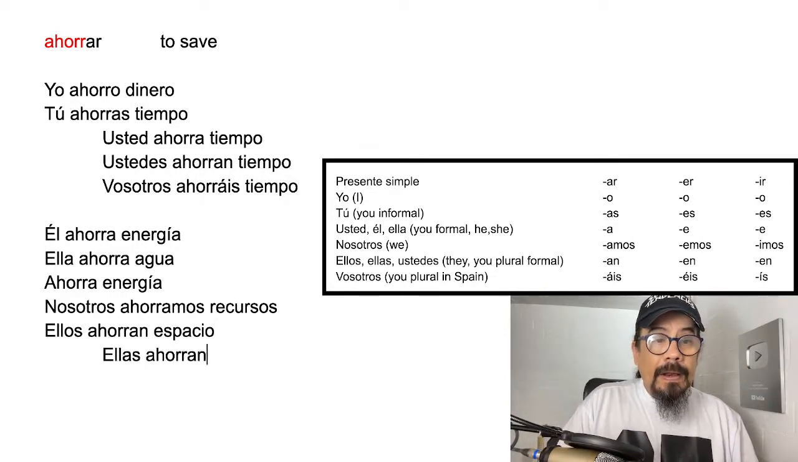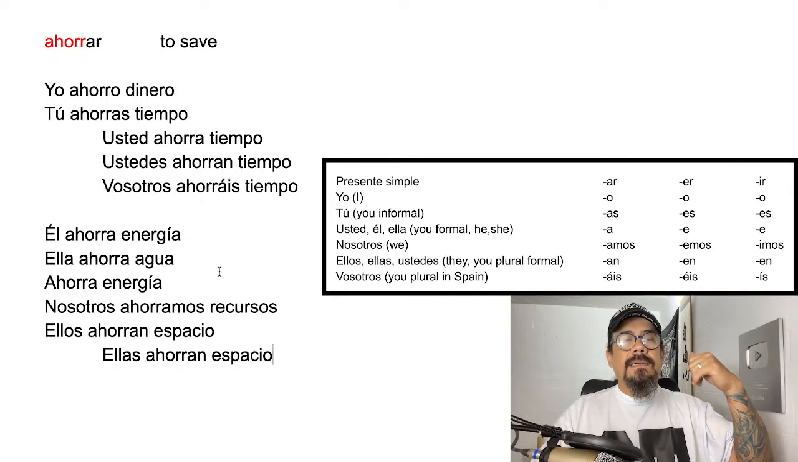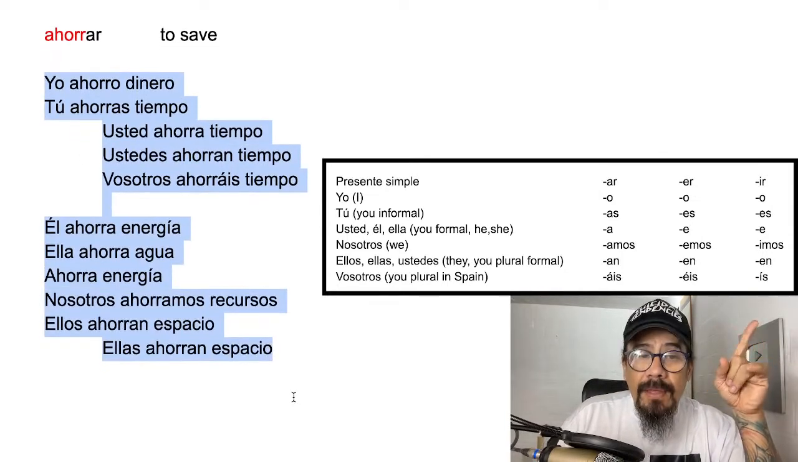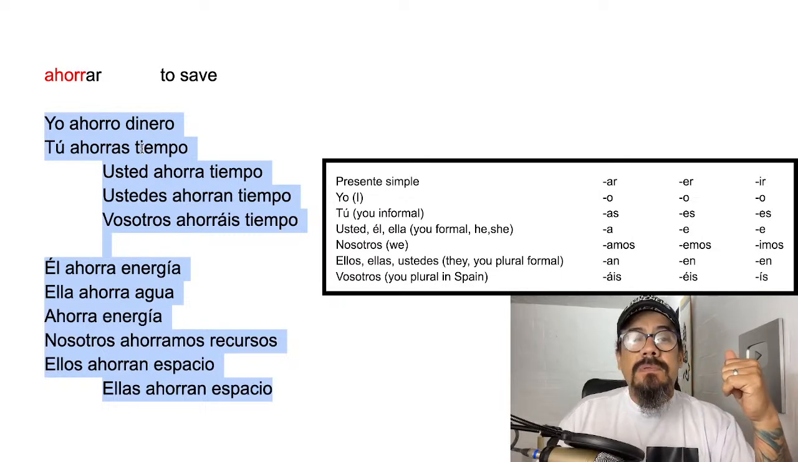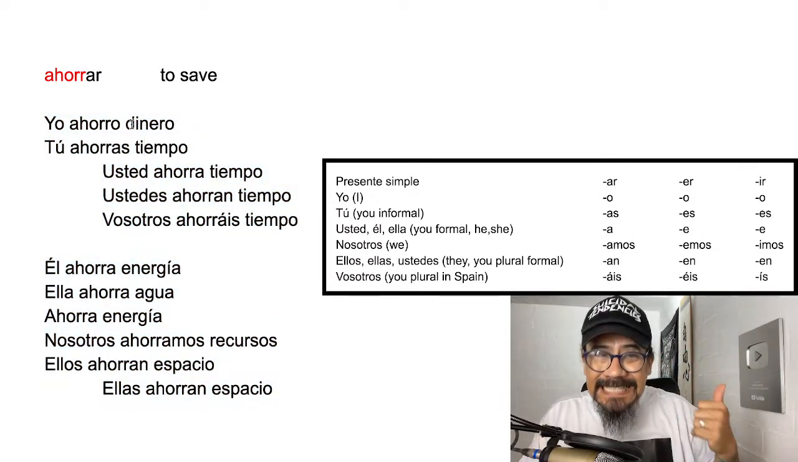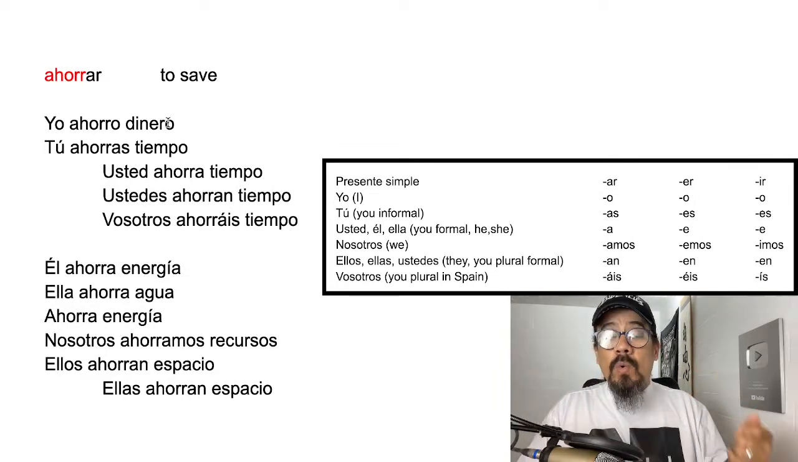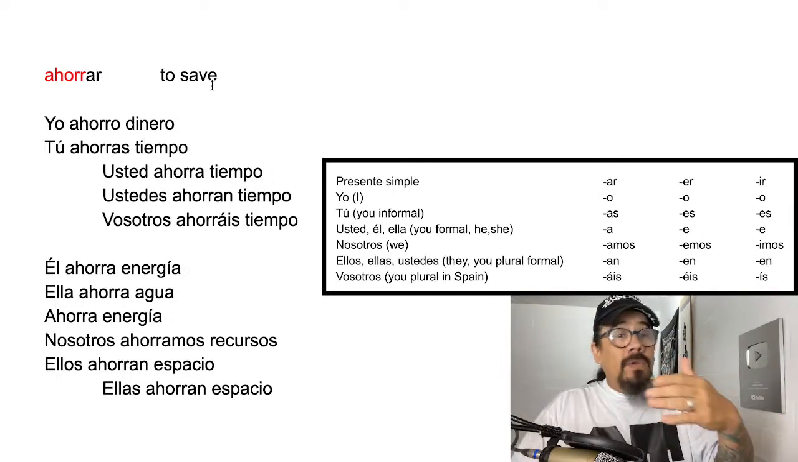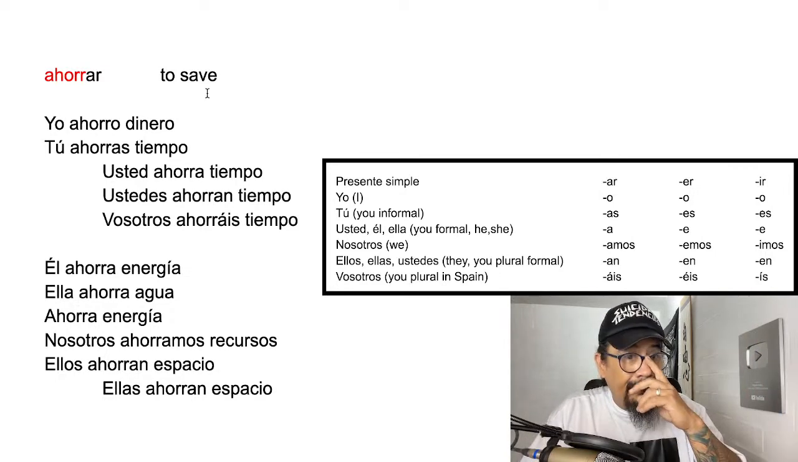Ellas ahorran espacio. And we have that ahorrar conjugated in simple present for all of the pronouns. Yo ahorro dinero. I save money. Tú ahorras tiempo. You save time. Usted ahorra tiempo. You save time. Ustedes ahorran tiempo. You save time. Vosotros ahorráis tiempo. You save time.